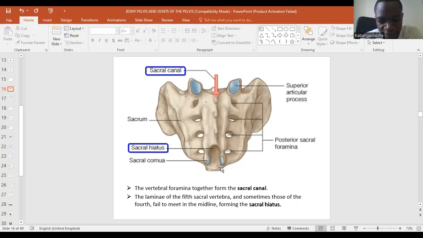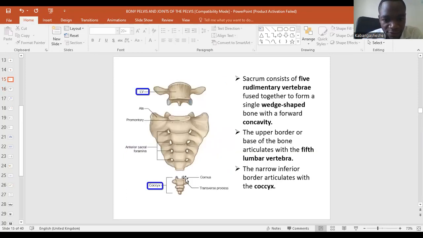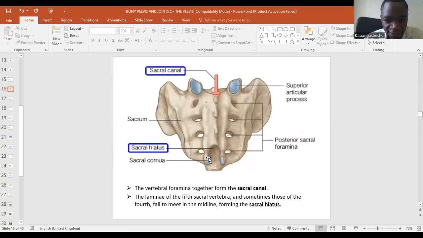Then we have the cornua of the sacrum. These will form joints with the coccyx. The cornua of the sacrum and the cornua of the coccyx form a joint, so that now the sacral hiatus is converted into the sacral foramen, so that the structures I explained, which is the terminal end of the spinal cord, can now leave the vertebral canal.